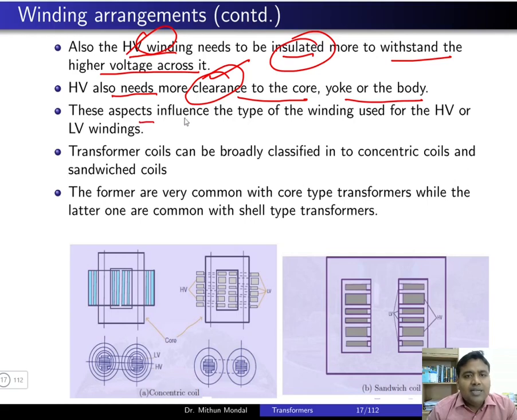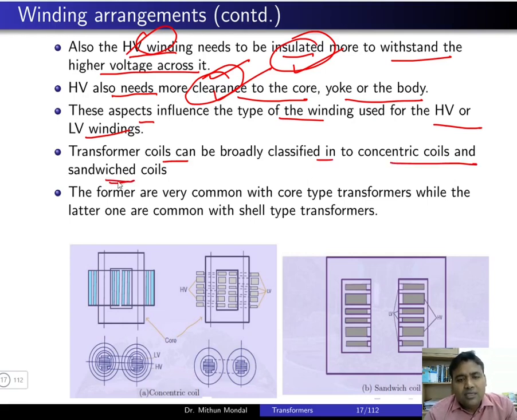This aspect influences the type of winding used for high voltage or low voltage winding. Since the insulation requirement is more and the clearance requirement is more, a proper choice of the type of winding becomes mandatory. Transformer coils can be broadly classified into concentric coils and sandwich coils. So the winding of the transformer is basically either concentric or sandwich.